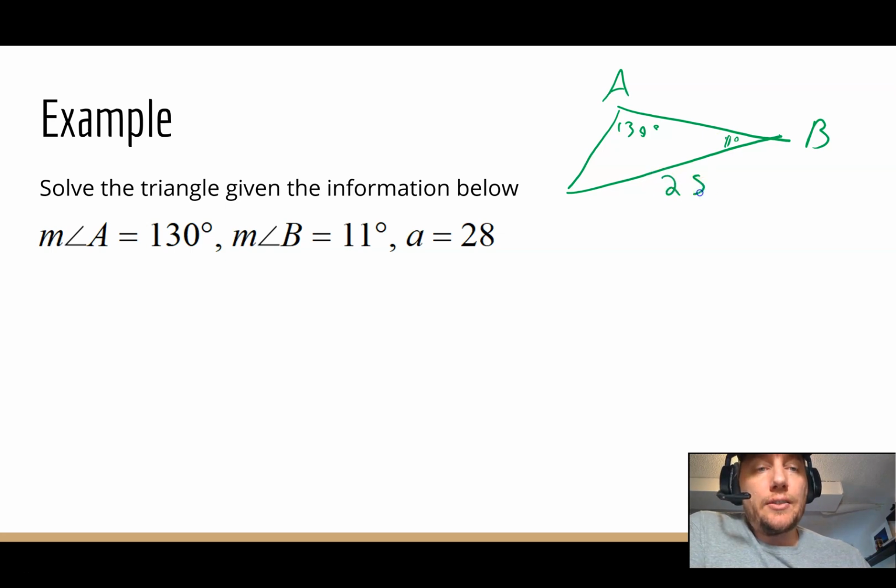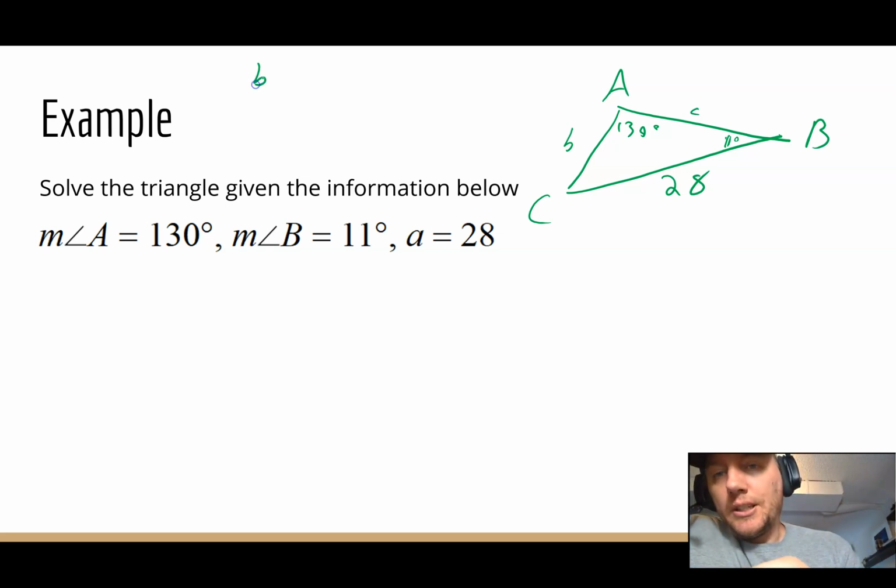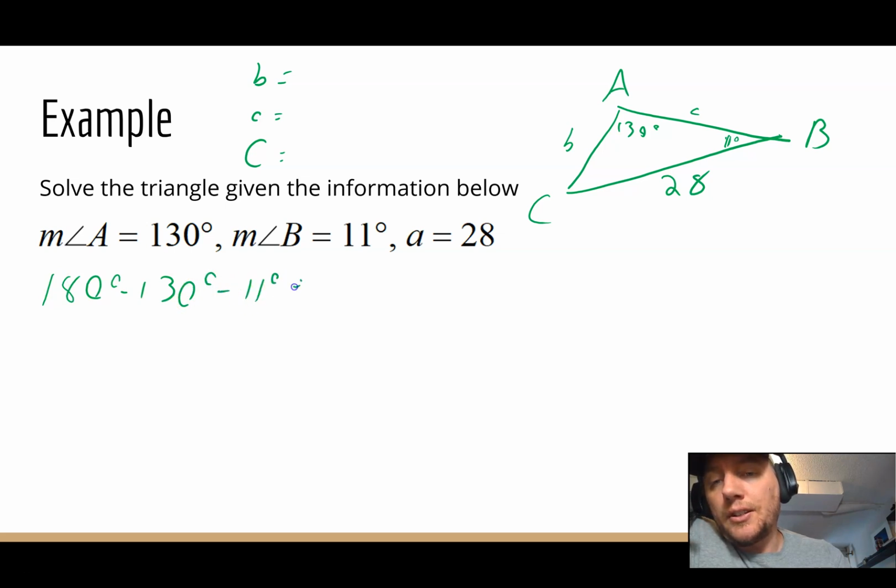And little a is 28. So what I need is little b, big C, little c. I'm going to put that up here. I should be able to find that third angle really quickly since I have the other two angles. So for big C, I'm going to take 180 minus 130 minus 11, and that is 39 degrees. So 39 degrees.